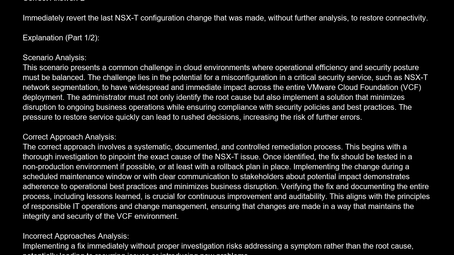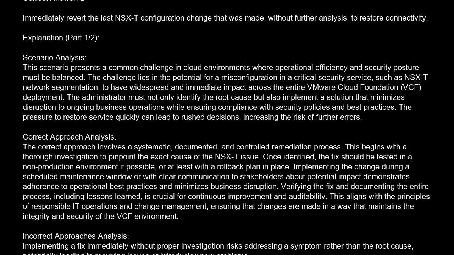Correct approach analysis. The correct approach involves a systematic, documented, and controlled remediation process. This begins with a thorough investigation to pinpoint the exact cause of the NSX-T issue. Once identified, the fix should be tested in a non-production environment if possible, or at least with a rollback plan in place. Implementing the change during a scheduled maintenance window or with clear communication to stakeholders about potential impact demonstrates adherence to operational best practices and minimizes business disruption.